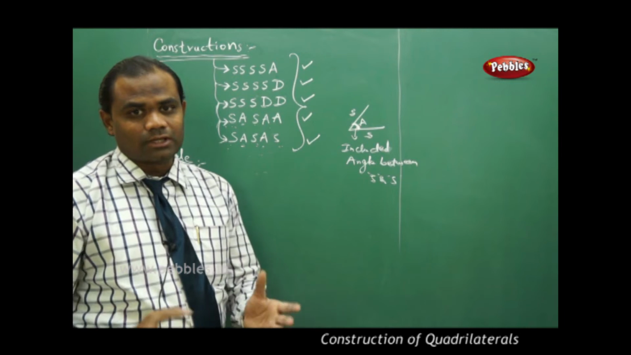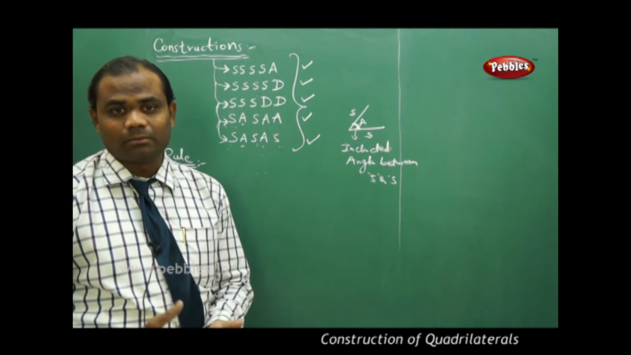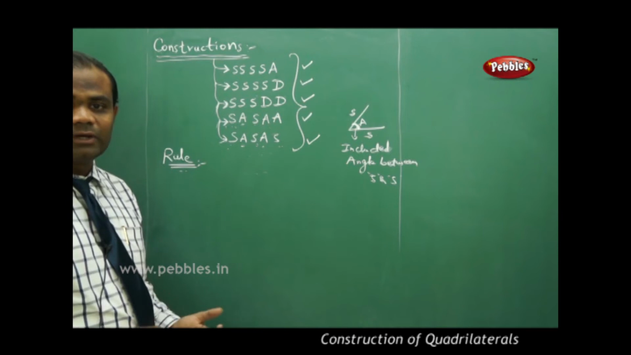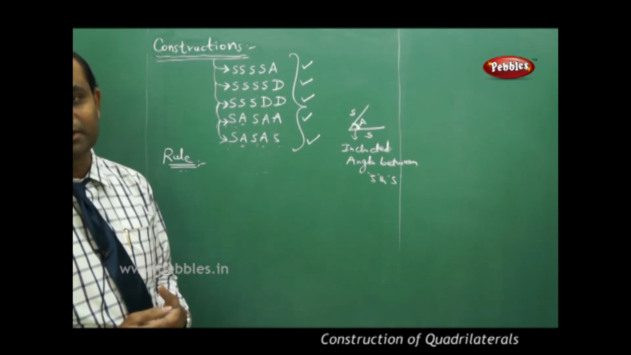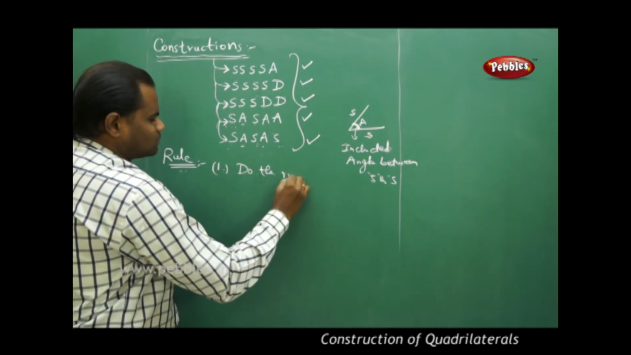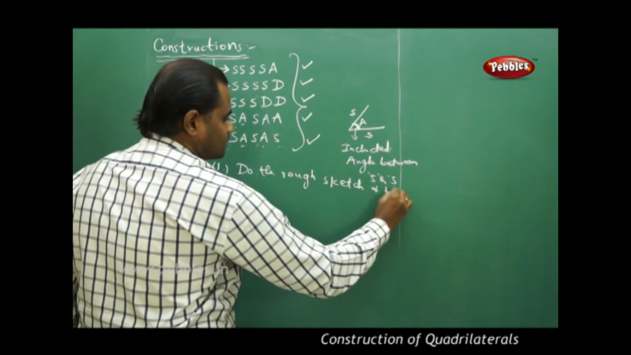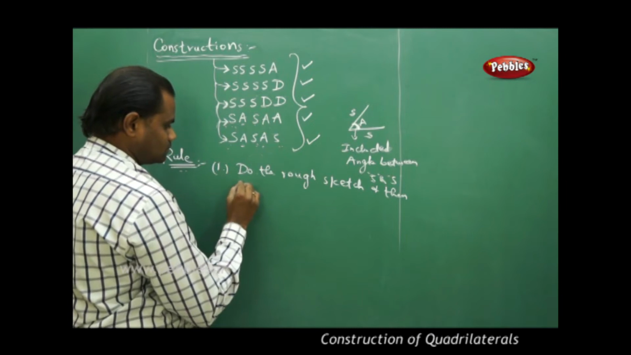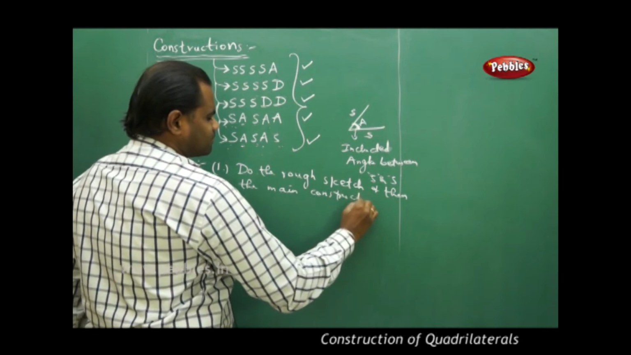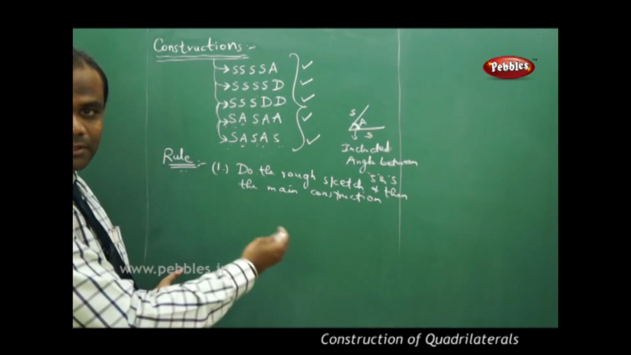is done using a pencil or any other geometrical instruments like a protractor, a compass, a scale, a ruler, the first rule which comes is that you have to first draw the rough sketch and then do the main construction. The first rule is do the rough sketch and then the main construction. So just besides, you can do somewhere with a small rough sketch and then do the main construction just besides that.